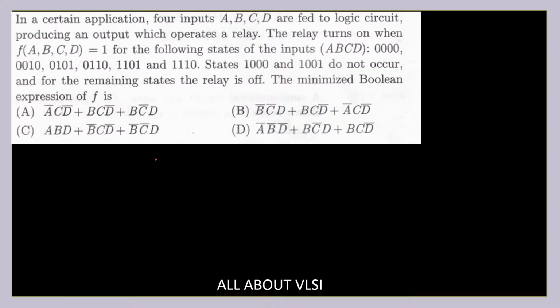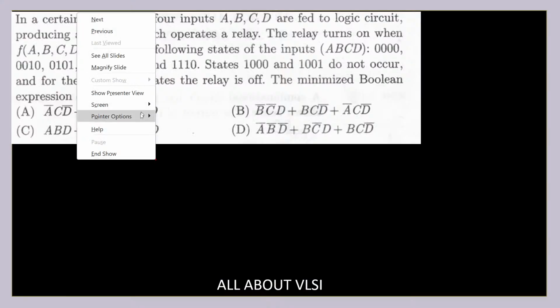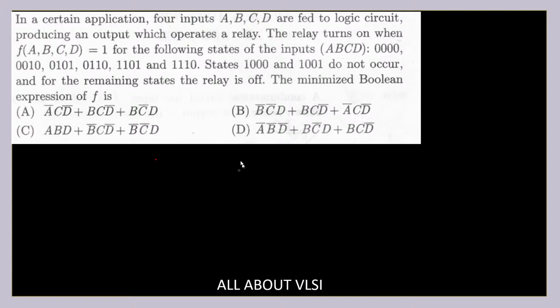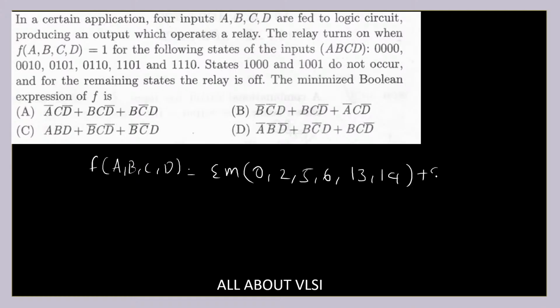Now, what are the minterms we should consider to make my output equal to 1? If my output should become 1, I should consider the minterms 0, 2, 5, 6, 13, and 14, plus don't cares 8 and 9. These are the minterms and don't cares I am going to consider, and if I can solve this, I'm going to get my solution.